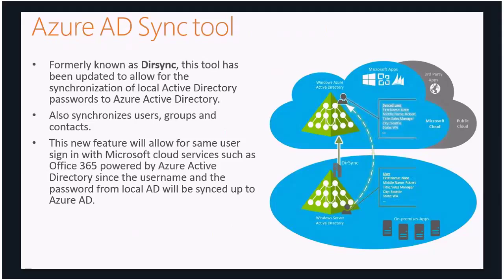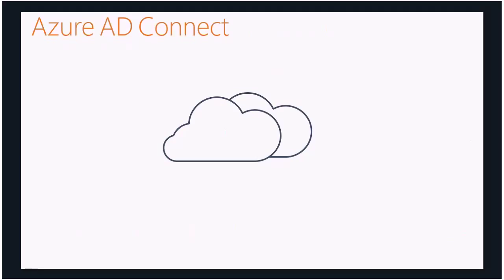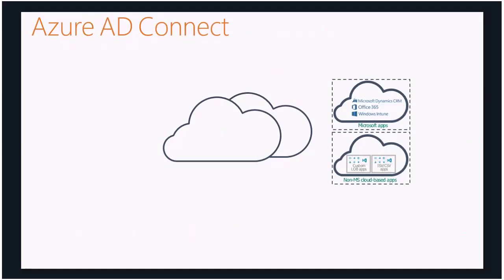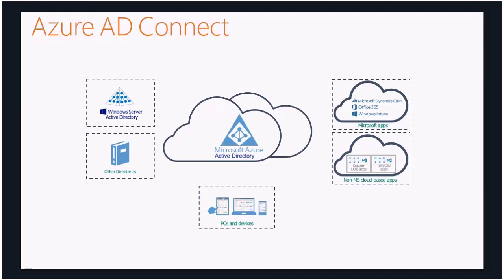So if you are using DirSync, then you need to look to upgrade to at least Azure AD Sync. Now, as you can see there, Azure AD Sync has also recently been deprecated in favor of a new tool. The latest tool is called Azure AD Connect. Azure AD Connect has all the features of DirSync and Azure AD Sync, but includes a number of additional features.